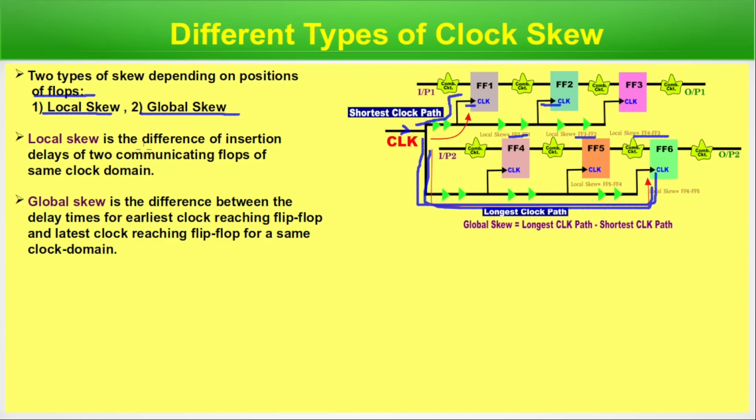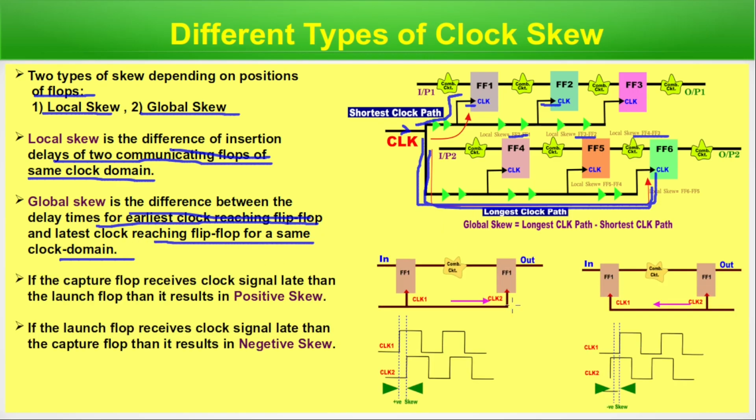So local skew is the difference of insertion delays of two communicating flops of the same clock domain. Local skew is defined as the difference of insertion delays between two communicating flops in the same clock domain. Global skew is the difference between the delay times for the earliest clock reaching the flip-flop and the latest clock reaching the flip-flop for the same clock domain.